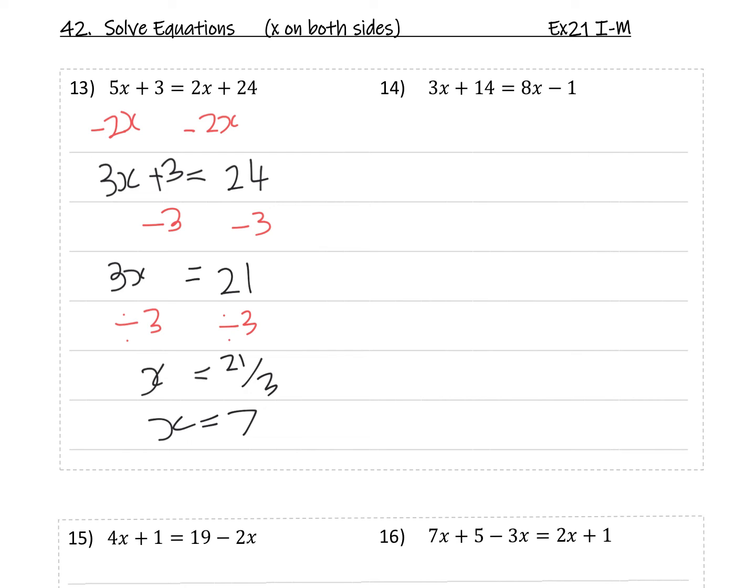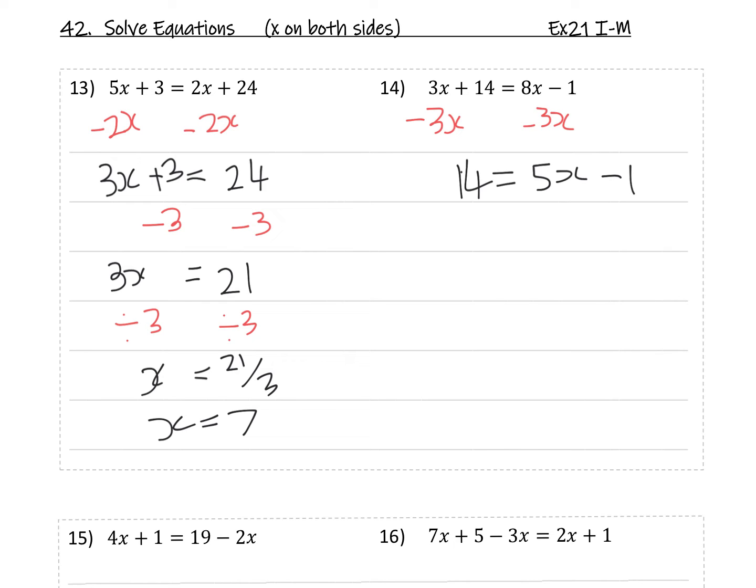Example 14. This time we've got a 3x on the left and an 8x on the right. We deal with the x's first. We get rid of the smaller number of x's. So we remove the 3x by subtracting 3x from both sides. So this 3x would disappear now. We'd just be left with 14 on the left hand side. On the right hand side, we had 8x. We've taken off 3x, which leaves us with 5x. And there's still that minus 1 there. We didn't do anything with that, so we need to remember to include the minus 1.